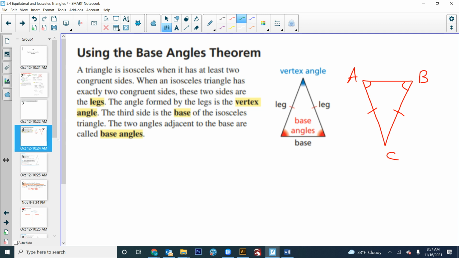All right, question for you. In my picture, ABC over there, what are the legs? What two sides are the legs? AC and BC. What are the base angles? Yeah, you see, base does not mean bottom. Base does not mean bottom, because if I rotate that triangle, the base angles are on the top, right?